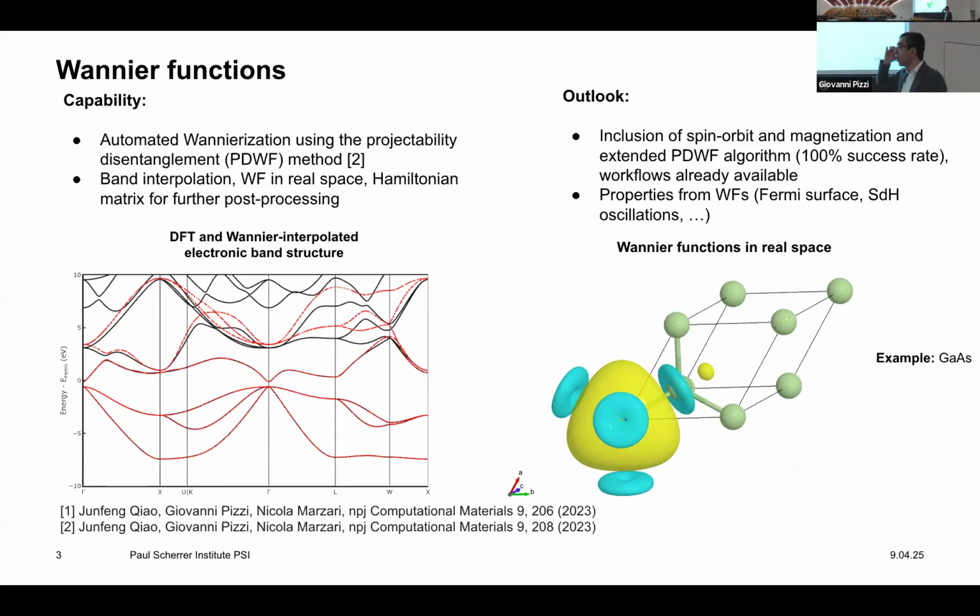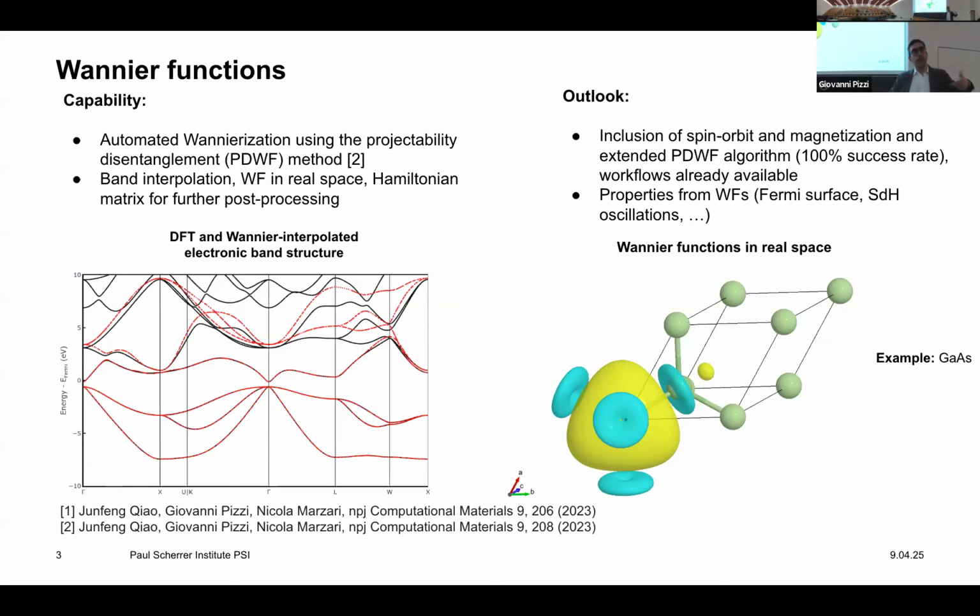Other methods are also supported, like the SCDM method, which is another method to automatically compute Wannier functions. But in terms of outlook, we're just finalizing another paper where we extend this method to spin-orbit coupling and to magnetic systems. The first implementation was only for non-magnetic systems. This is working, and the paper is going to be out in a few weeks. We want to make sure that this extension is also part of the app, so you can compute Wannier functions for magnetic systems with or without spin-orbit.